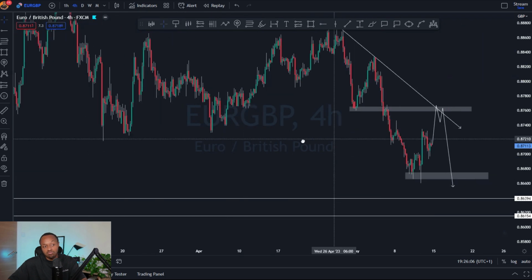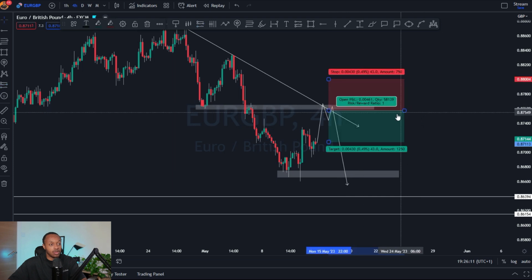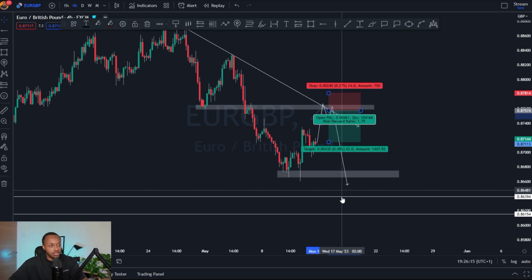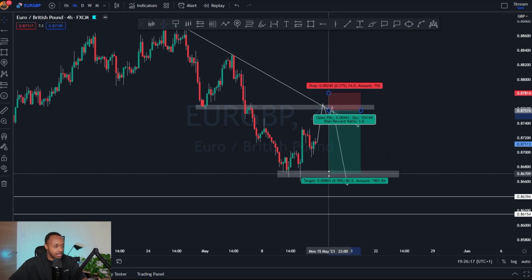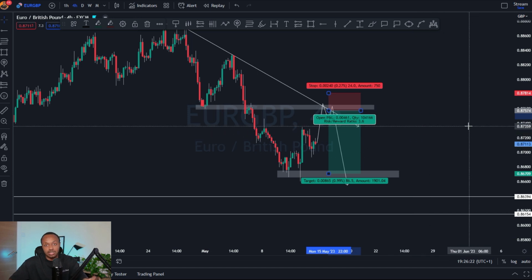So there's some decent extended targets, but again, Euro Pound's a very choppy pair, so I don't want to overstay my welcome. It's not like a really nice trending pair like Pound USD or a JPY pair. This market is very, very up and down. So from my experience, it's been better just to take your profit early.